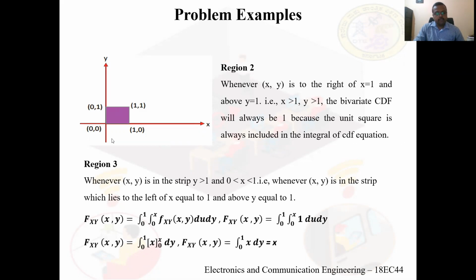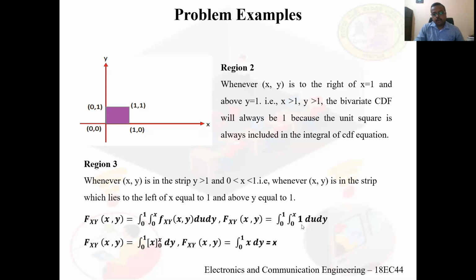Now for this region, how do you find it? For this range of y, it is 0 to 1. And here the x value is between 0 to 1, so you write it as 0 to x because it lies in this shaded region. So it is the integral of f_XY(u, v) du dv. Now how do you write this one? F_XY(x, y) is equal to the integration 0 to 1, 0 to x. Why is it 0 to 1? Because y is greater than 1, and why is it 0 to x? Because x lies between 0 to 1.